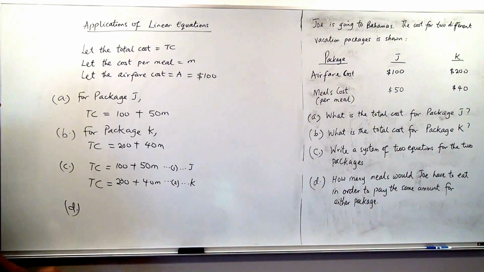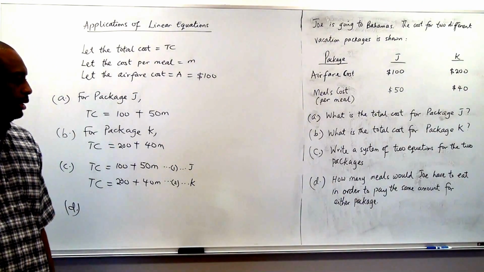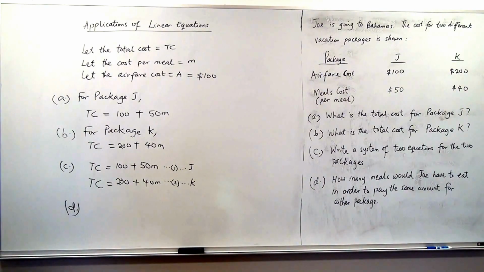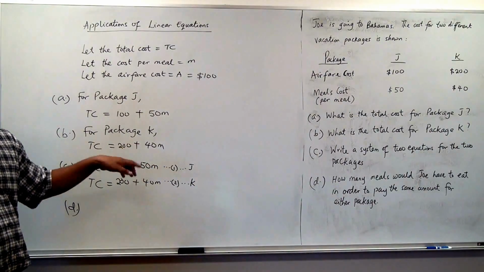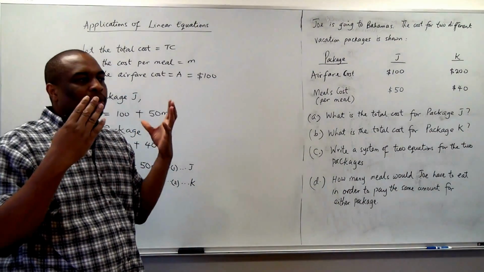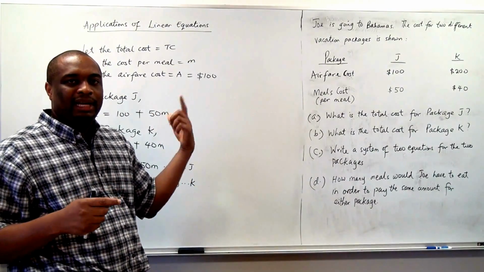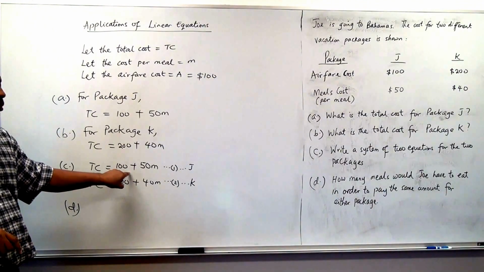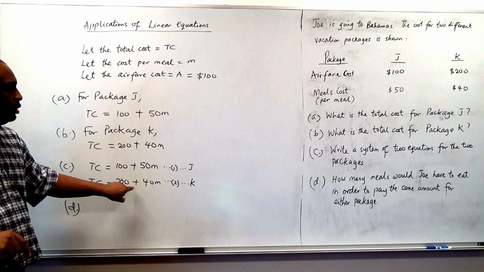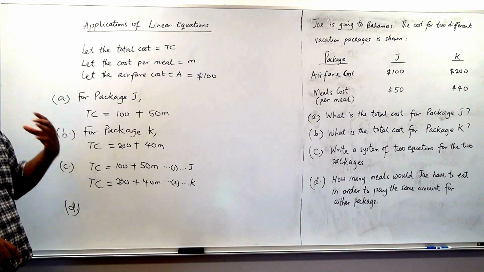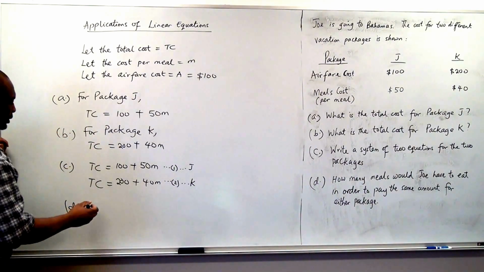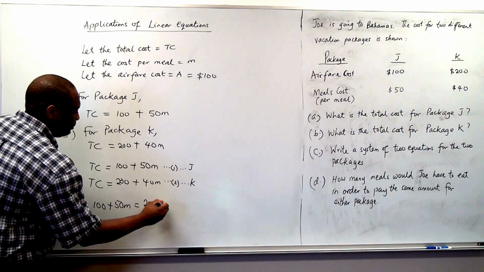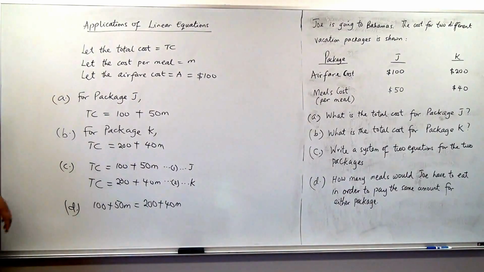Then D, how many meals would Joe have to eat in order to pay the same amount for either package? So they're asking us how many meals will he have to eat if he has to pay the same amount for either package? So what do you think we need to do? We need to equate equation 1 to equation 2 in order to find m, how many meals he needs to eat. So we just say 100 plus 50m equal to 200 plus 40m, right?